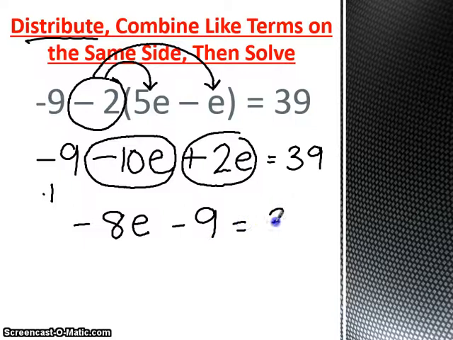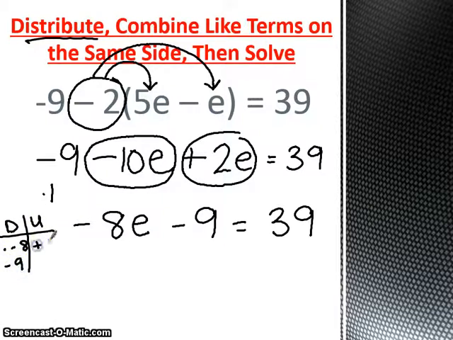Now we are to a two-step equation. If you need to make your do and undo chart, you can do that. It would say times -8 and subtract 9, add 9 and divide -8. But some of you may be seeing that we want to eliminate this constant first. So add 9 to each side.